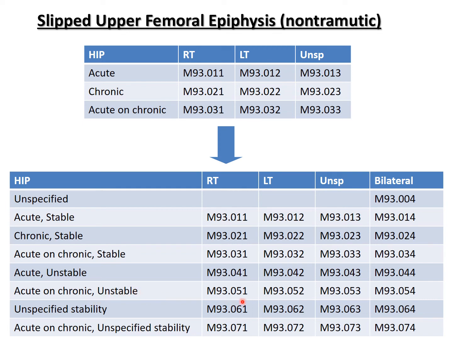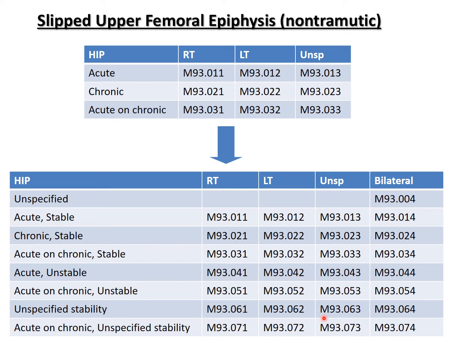Acute on chronic unstable, M93.051 for right hip, 052 for left hip, 053 for unspecified hip, and bilateral 054. Unspecified stability, it is M93.061 for right hip, 062 for left hip, 063 for unspecified hip, 064 bilateral. Acute and chronic unspecified stability, for right hip the code is 071, left it is 072, unspecified hip 073, and bilateral 074.